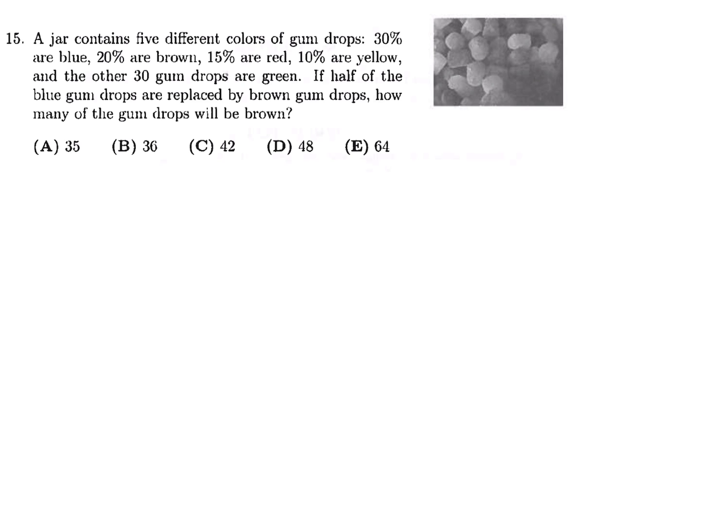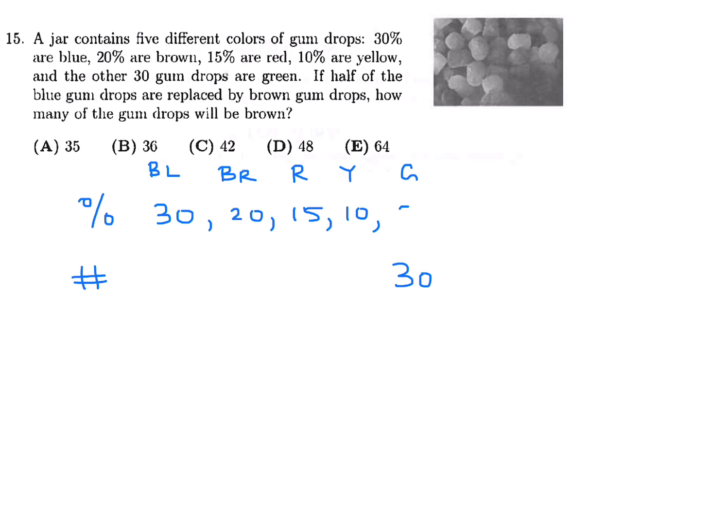All right, so here we go. Percent and number. So what are the colors here? Blue, brown, red, yellow, and green. Okay, so the percentages they give us: 30, 20, 15, 10. Green, they don't give a percentage, they give a number. All right. Oh, but I can figure out the percentage because I can just subtract all of these guys from 100. So 100 minus 50 minus 25, so 25%.